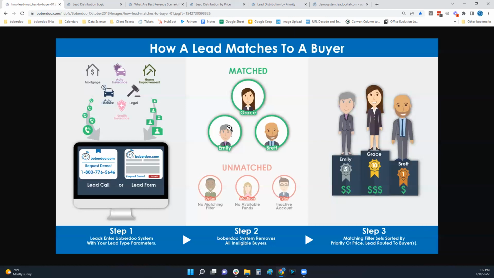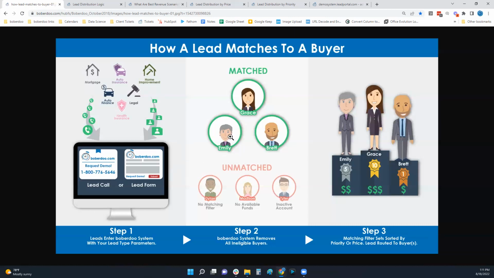Emily and Brett are both buying non-exclusive leads at $12 each. If a ping or a lead comes in and it matches to all three of them, the system will evaluate the best exclusive at 20 with Grace against the sum of the non-exclusive leads. In this case, 12 plus 12 is 24. So in a best revenue scenario, this system will then distribute the lead to Emily and Brett non-exclusively because $24 is greater than $20, which is the best exclusive price.